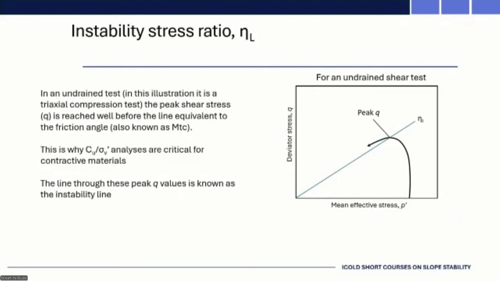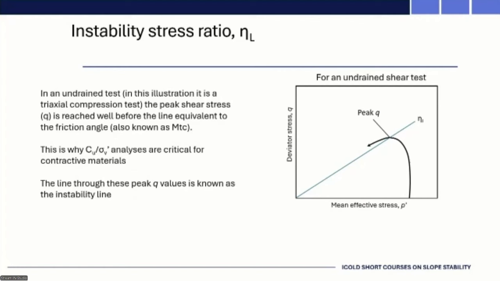A couple of people have mentioned this instability stress ratio, so it's important we make sure everyone's on the same page here. On the right, we've got an undrained test. So remember, no volume change. We apply a total stress, but the effective stress does what it wants, depending on whether the sample is contracting or dilating. And in that case, we get the black line shown.